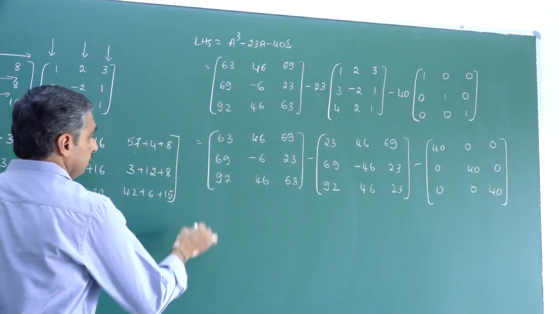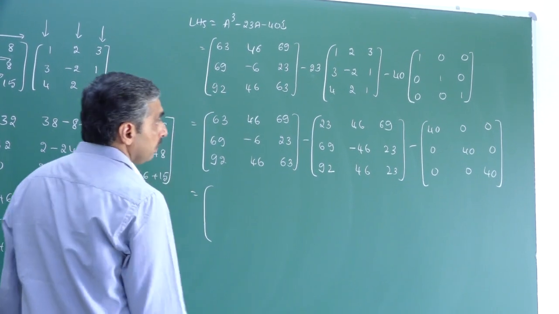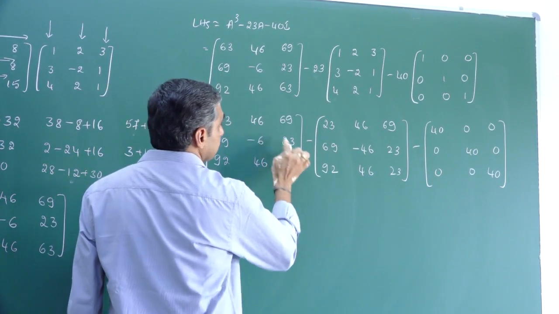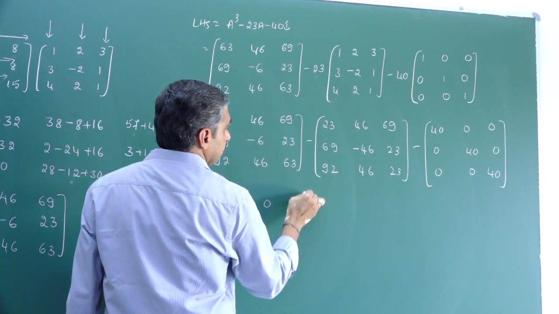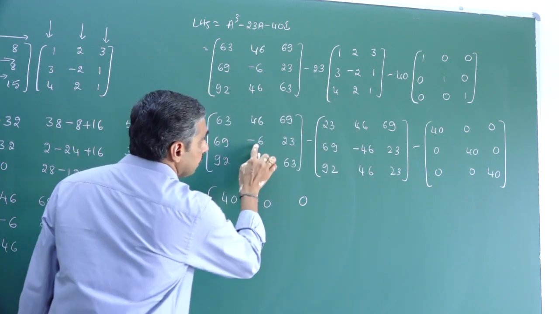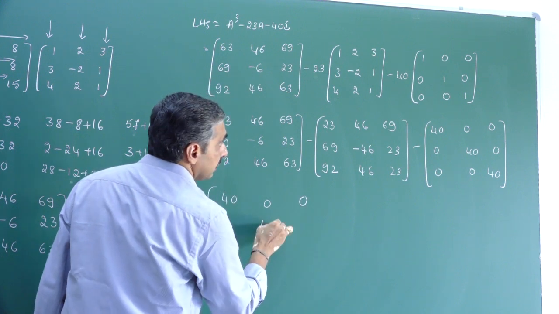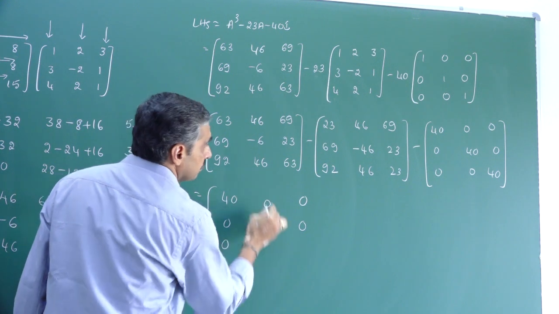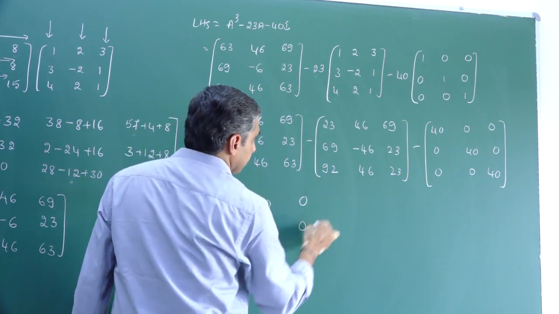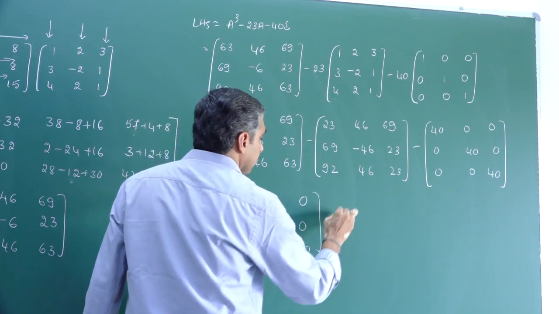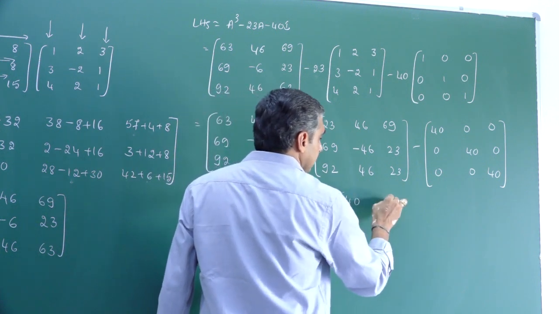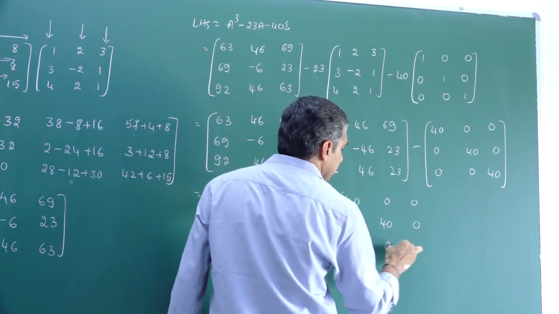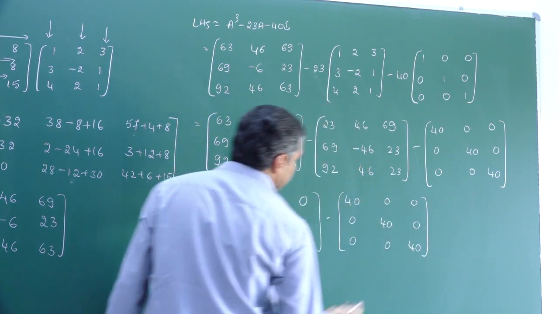Okay. So now go for this. Now 63 minus 23, how much is it? 40. First we will take these two: 46 minus 46, 0. 69, minus 6, making plus 40, I think. 23 minus 23, 0. 46, 0. 63 minus 23 is 40. Now, minus 40, 0, 0, 0, 40, 0, 0, 0, 40.